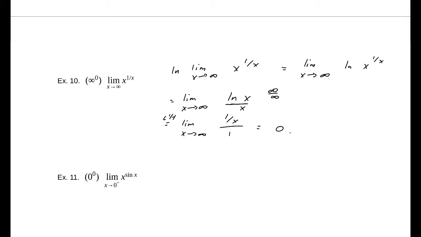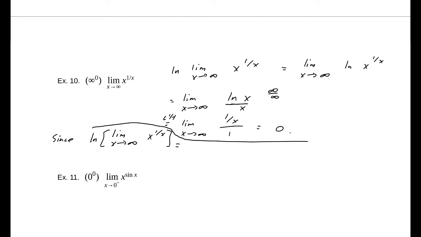Now, since the natural log of the limit as x approaches infinity of x^(1/x), since that limit equals 0, the limit as x approaches infinity of x^(1/x) equals e to the 0, or 1. So our limit is actually 1 in this case.